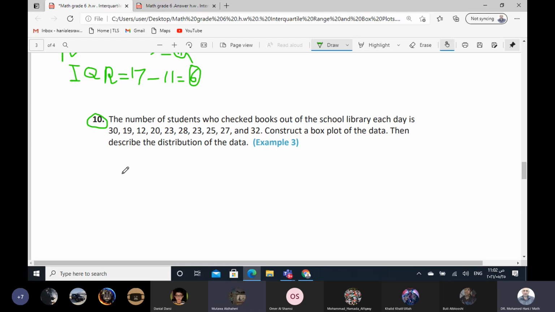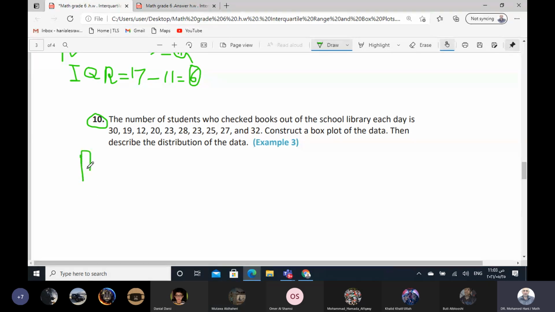Mtawwa, please read exercise number 10. The number of students who checked books out of the school library each day is 13, 19, 12, 20, 23, 28, 23, 25, 27, and 32. Construct a box plot of the data, then describe the distribution of the data.